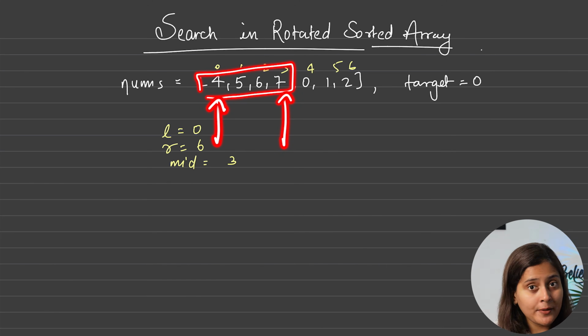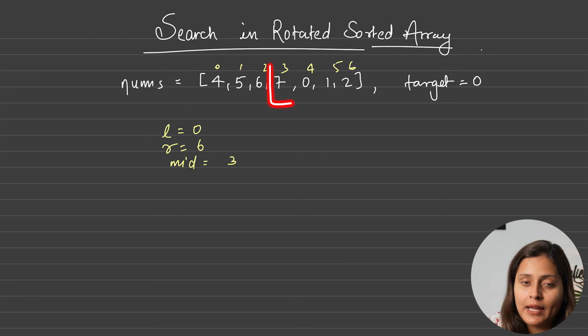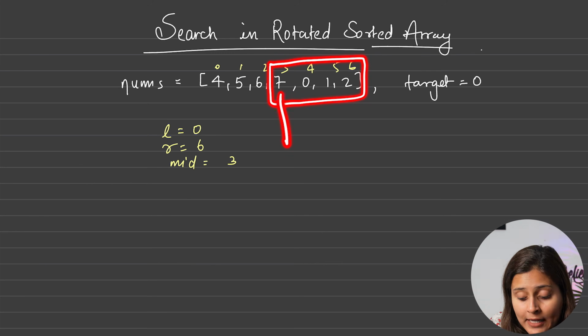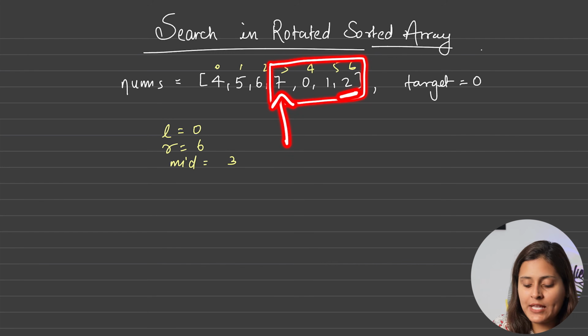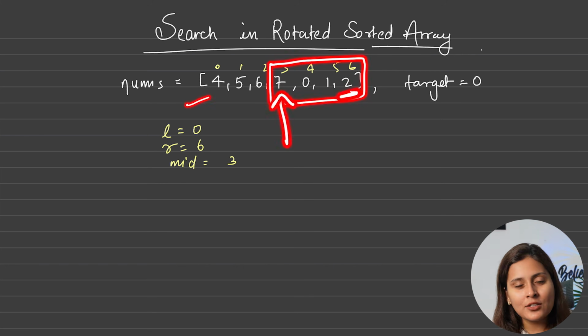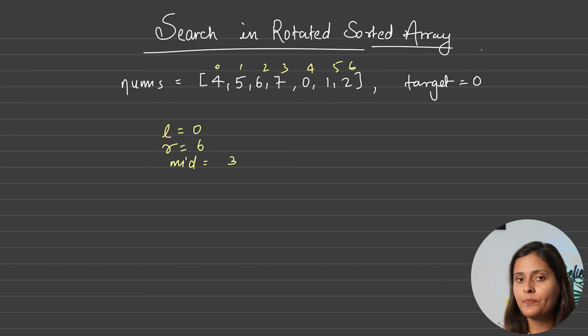Yes, because it is sorted. So definitely the mid value should be greater. Yes. And if it was a part of the right subarray, then definitely your mid value should be smaller than the right value. Why am I saying only left, right, mid? Because these are the only pointers which are known to us, correct?